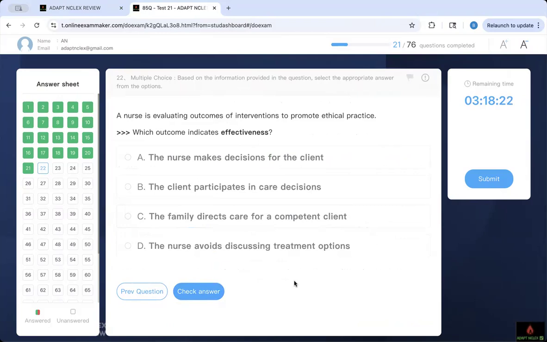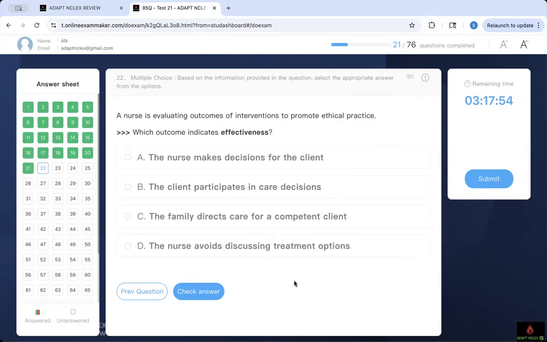And this is evaluating the outcome of what? Intervention to promote ethical principle. What is ethical principle? That's the buzzword. Which outcome indicates effectiveness? The nurse makes decisions for the client. The client participates in the care decision. The family directs care for the competent client. The nurse avoids discussing treatment options.